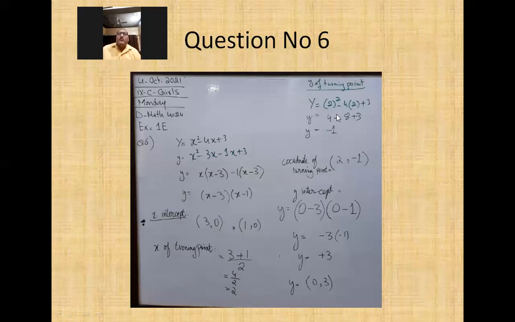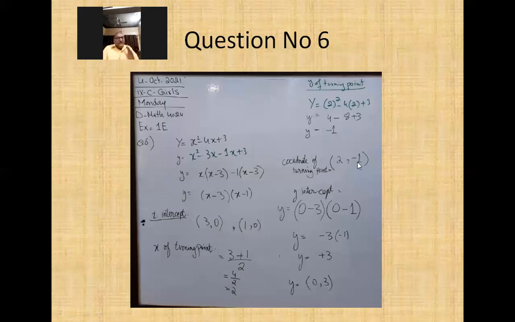So we will take the original equation, and in that original equation, in place of x, I will substitute 2. So I will get the value of y. You can see here, I have done that. The value of y came out to be -1. So the coordinates of the turning point are (2, -1).